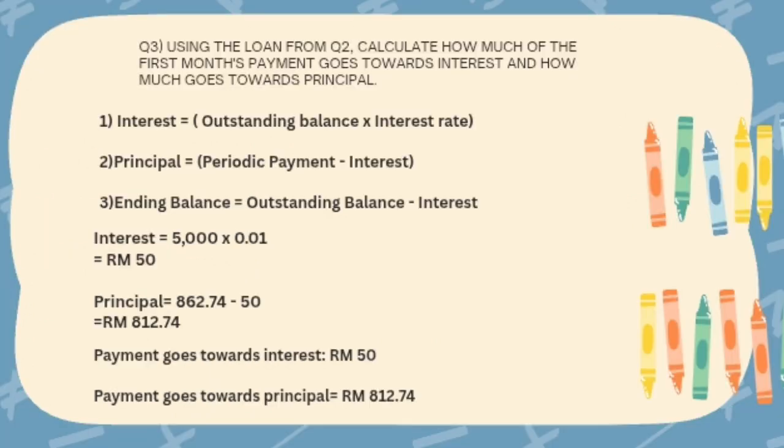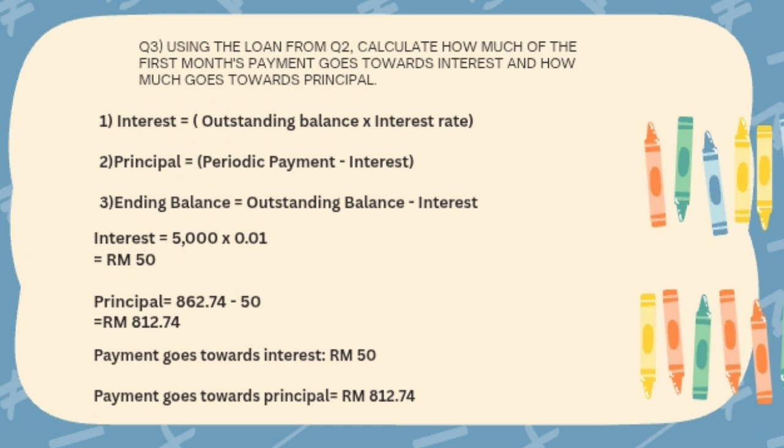Thank you. I will explain how I calculated how much of the first month payment goes to interest and how much goes to the principal. First, this question uses the same loan from question 2. This business borrows 5,000 ringgit and pays 862 ringgit and 74 cents every month. The interest rate is 1% per month.